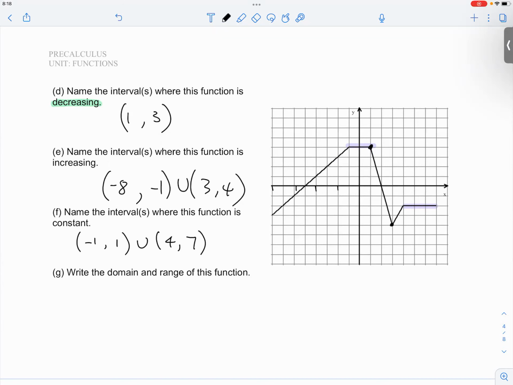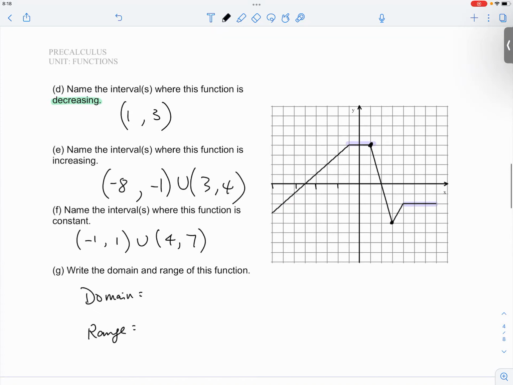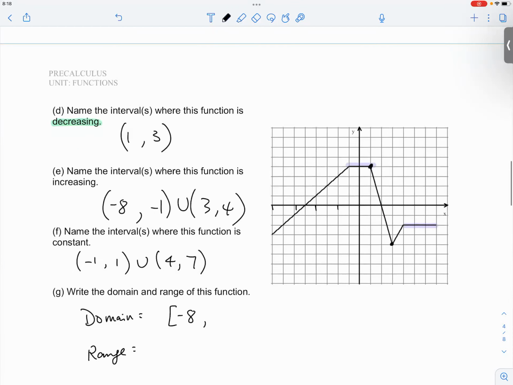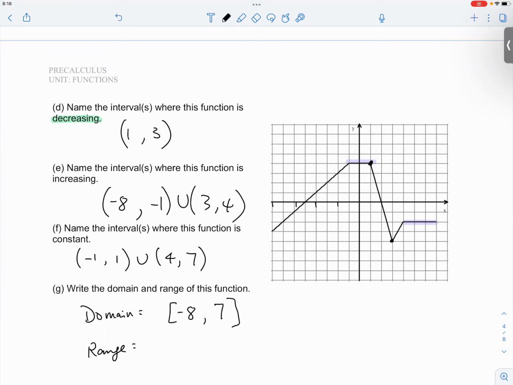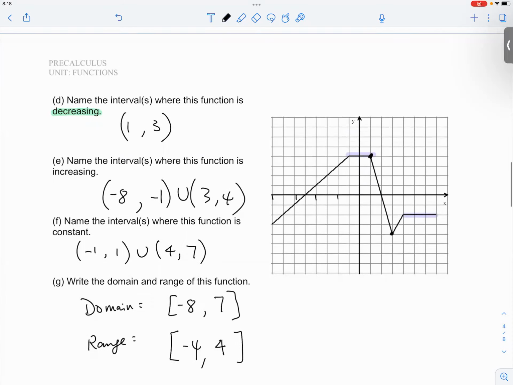Okay. The domain and range, also using interval notation to express our domain and range. Our domain should be pretty straightforward. It is from -8 all the way to 7. What about our range? From where to where? From, everybody? -4 to 4. Okay, very straightforward.